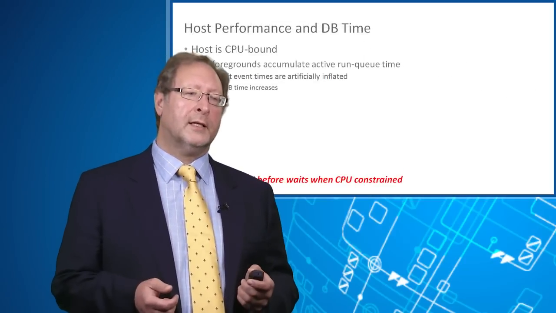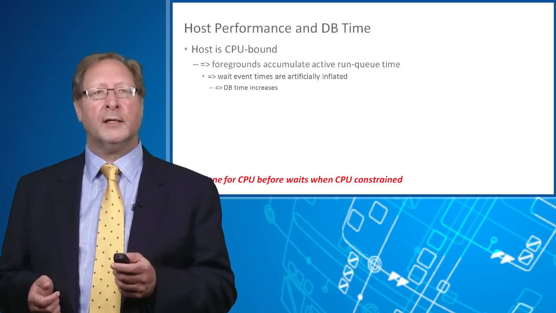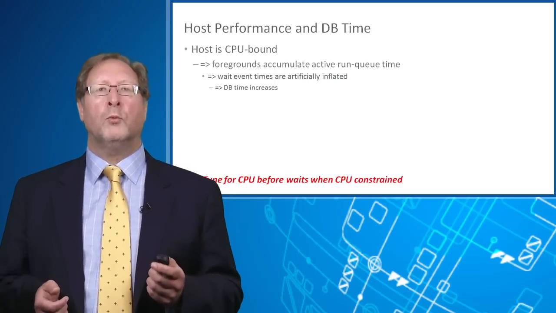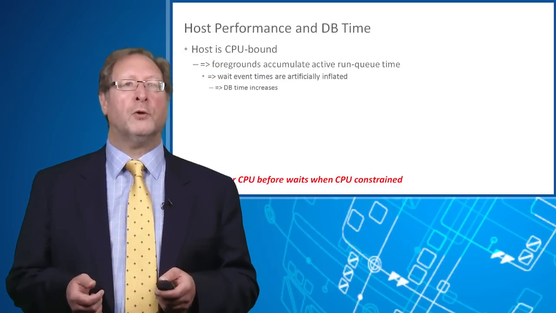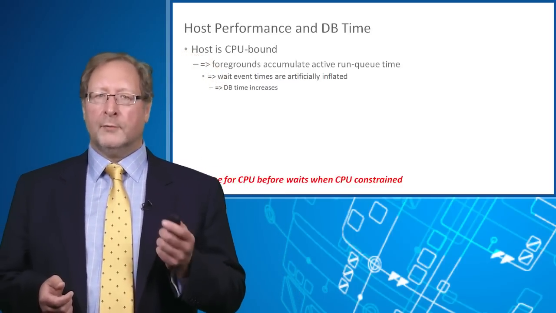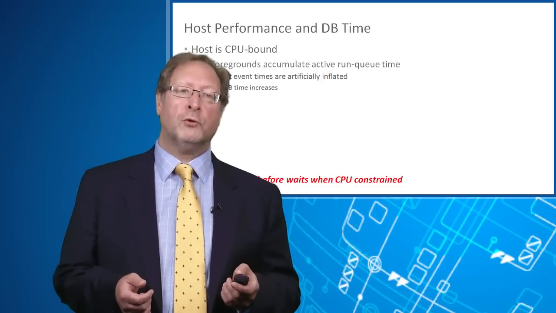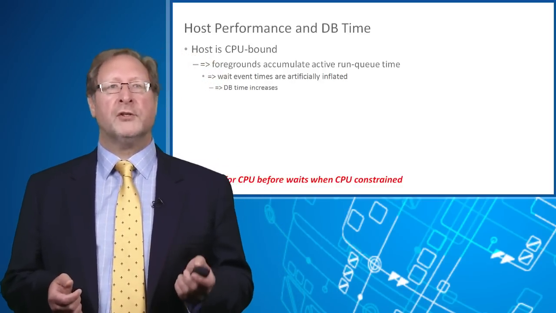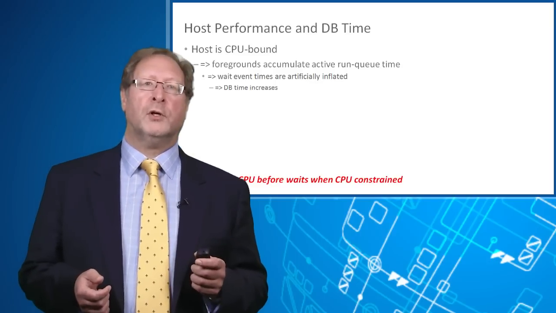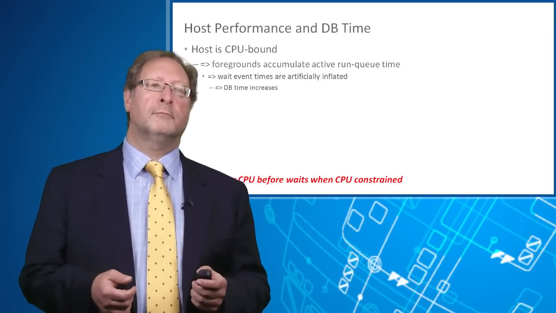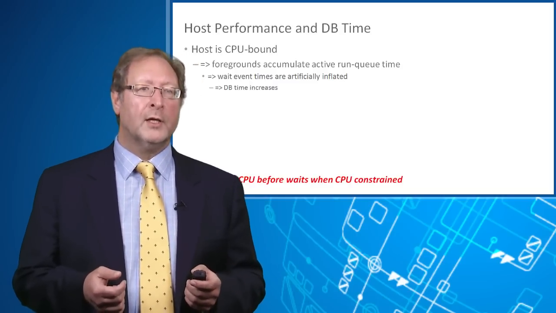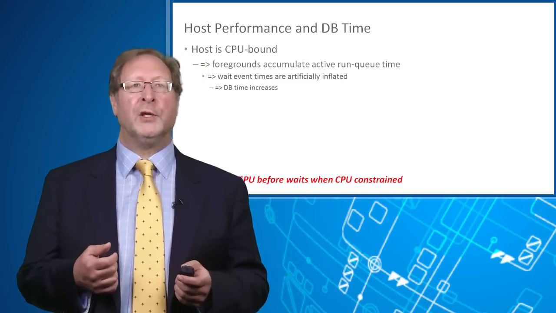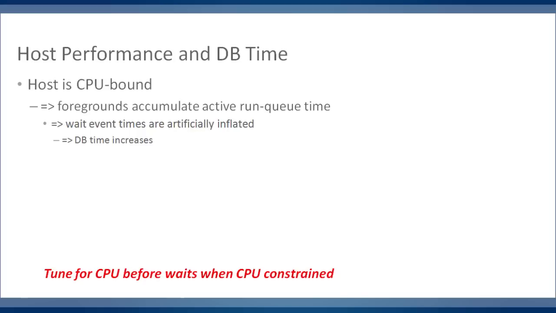One particular case that I'd like to highlight here is where the host is actually out of horsepower. So we have a CPU-bound host. CPU is a constrained resource, and so you're never going to see huge amounts of waits on CPU. Right? That's not how systems are instrumented. So what happens when we have a CPU-bound system is that the foregrounds will be sitting in the run queue of the database server.